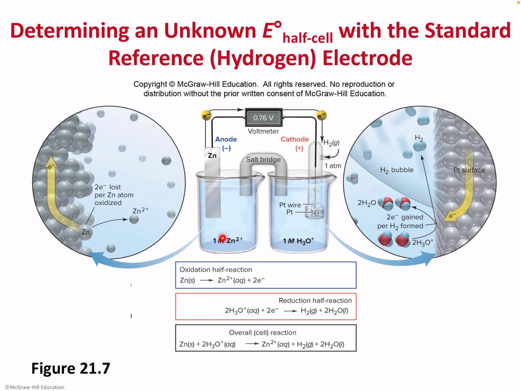And this is the pictorial diagram of what's happening. Zinc becoming zinc 2 plus gives away electrons through the solid. It goes through the wire to the other side. Electrons come in through the platinum surface. And then we have hydronium ions that gain 2 electrons and become water molecules and hydrogen bubbles over here. Okay.